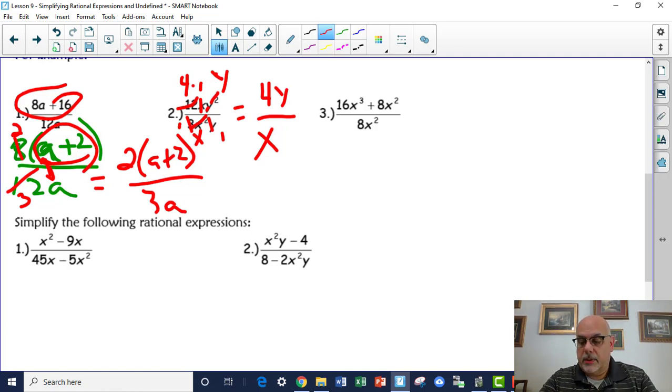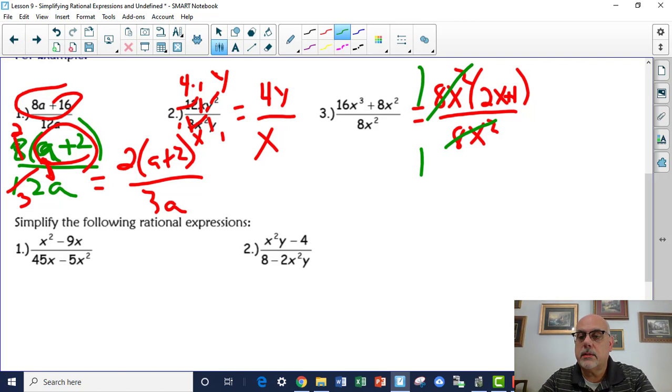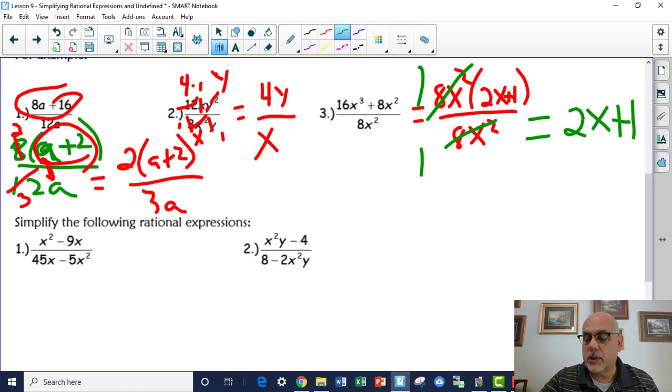So let's take a look at this last one. 8x squared, you can't really do anything with that. But look at the numerator. The greatest common factor is 8x squared. And when you divide that out, you have 2x plus 1 left. The 8x squareds divide into each other once. You have to remember we're dividing, and when you divide, you don't get a 0. They divide into each other once. So you wind up with 2x plus 1 over 1, or just 2x plus 1.